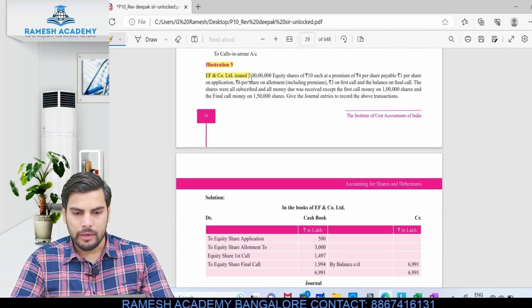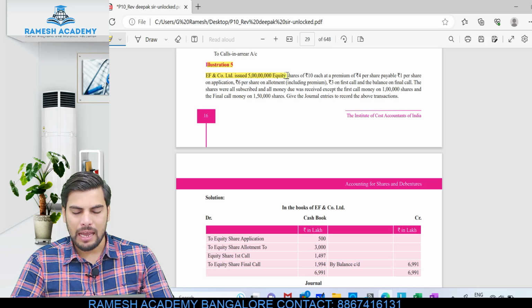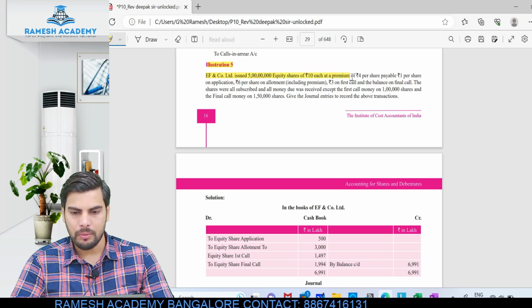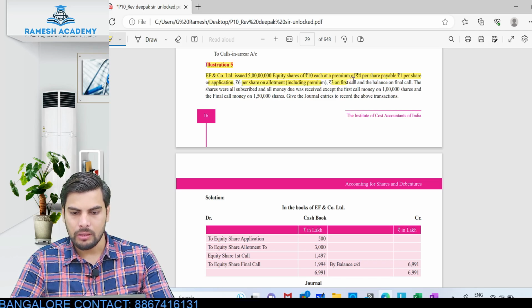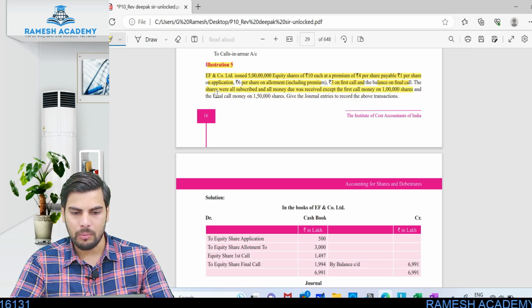EF and Co Limited issued 500 lakh equity shares of rupees 10 each at a premium of 4 rupees per share, payable 1 rupee per share on application, 6 rupees per share at allotment, and this premium is included in the allotment stage, 3 rupees on first call and balance on final call. The shares were subscribed and all the money due was received except first call money on 1 lakh shares, and final call money for 1,50,000 shares.